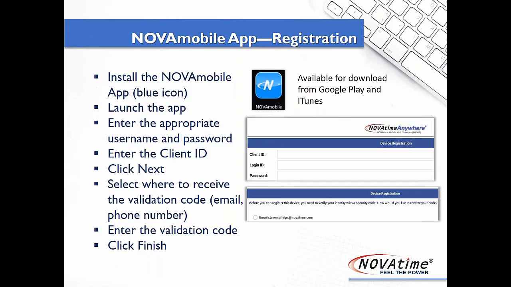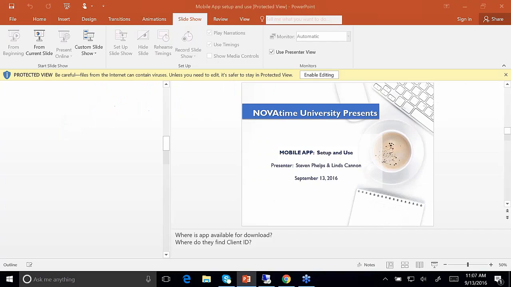And then you go into the registration portion of it. So you download the app from the Android store or the iPhone store. It's the blue icon, not the orange icon. The orange icon is the old 4000 app. It's not the one you want to use at this point. You're going to use the blue one.